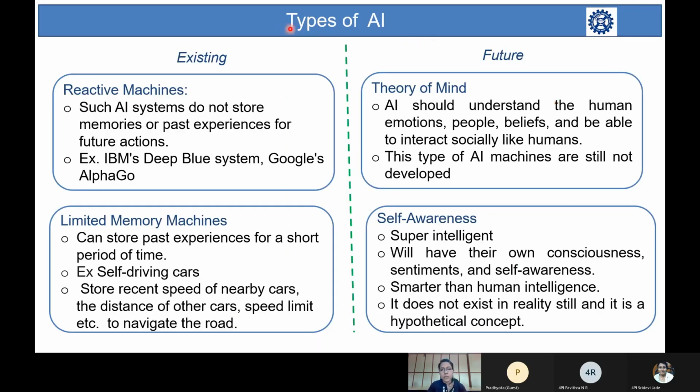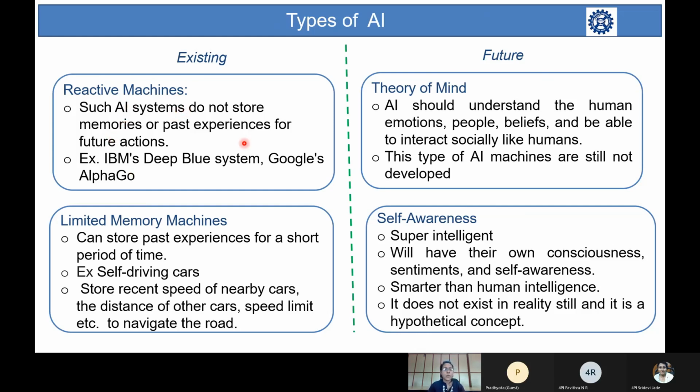Now we will see how we can divide AI into different categories based on functionality. Reactive machines and limited memory machines fall under existing AI, and theory of mind and self-awareness fall under future AI. In reactive machines, this kind of AI system doesn't store memories or past experience for performing future actions, like IBM's Deep Blue and Google AlphaGo. These are based on a special type of learning called reinforcement learning, which I will explain in a later slide.